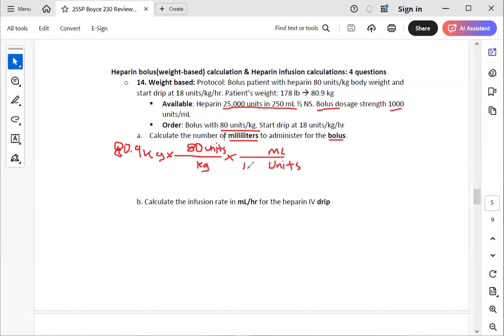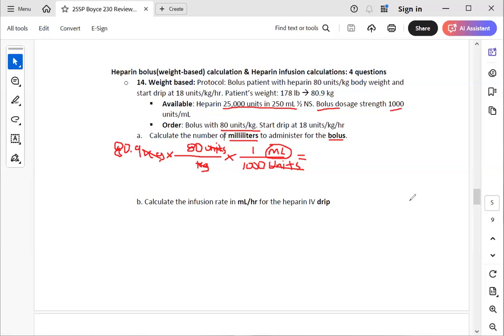So I'm going to have 1,000 units down here, 1 milliliter up here. Now, before I do any sort of math, and this is where it's beneficial to write these things out, I'm just going to cross out the units to make sure I'm left with what I'm looking for. And what am I looking for? I'm looking for milliliters. Okay. Everything's crossed out. So this is why it's helpful to follow this.